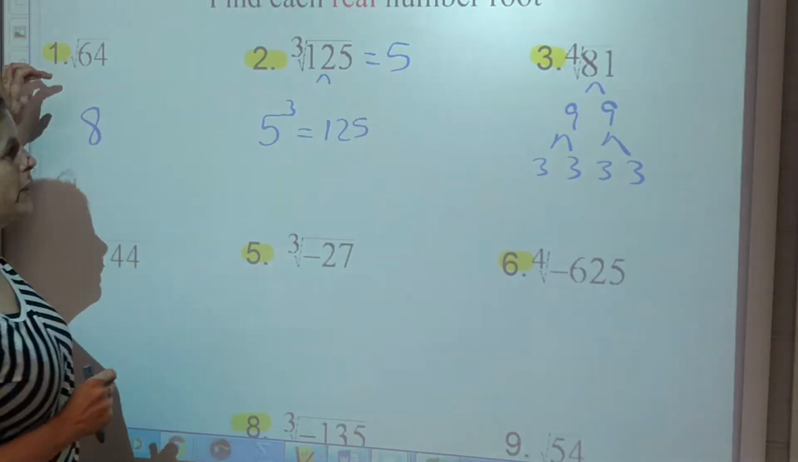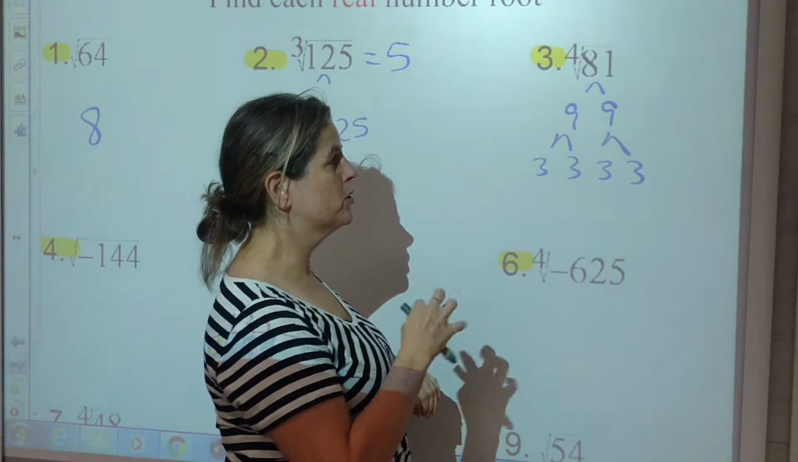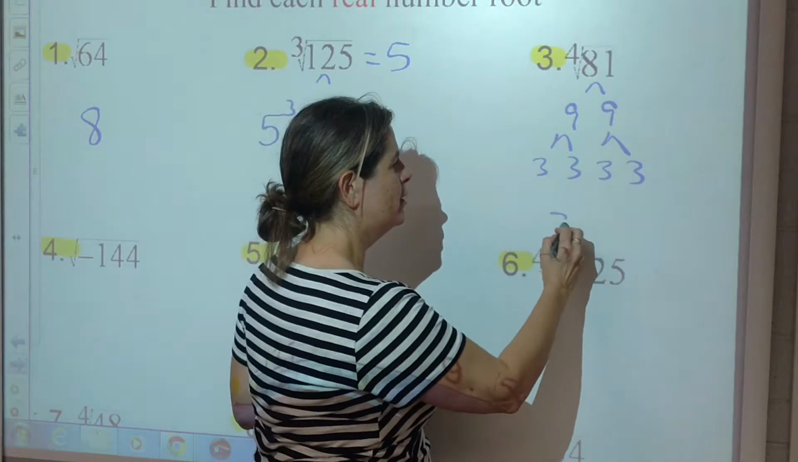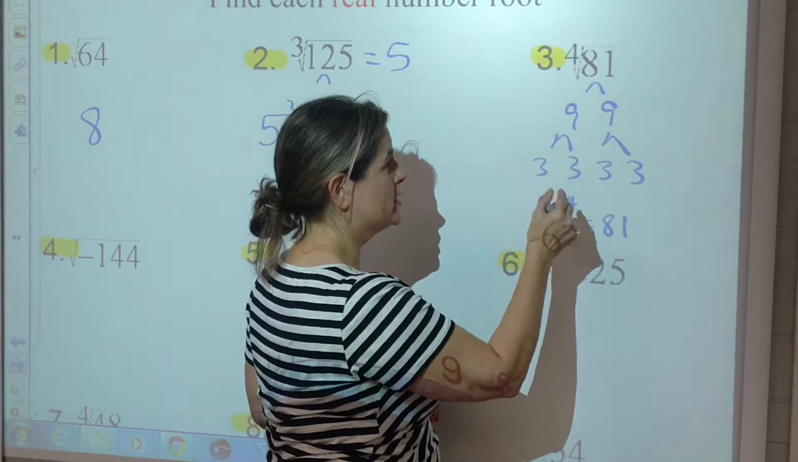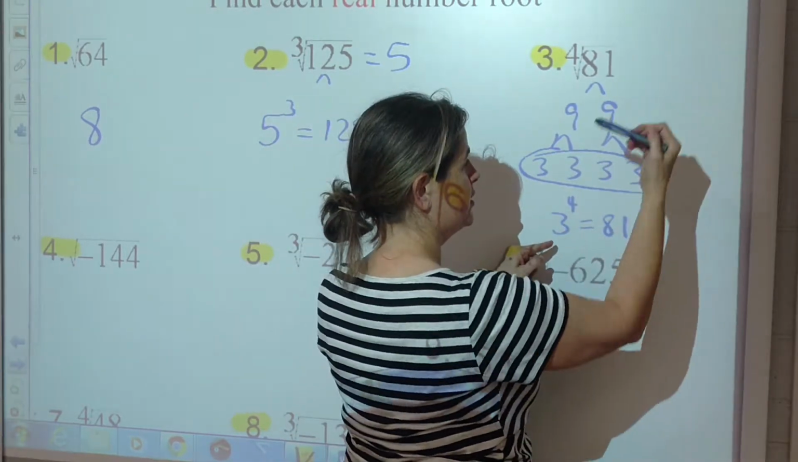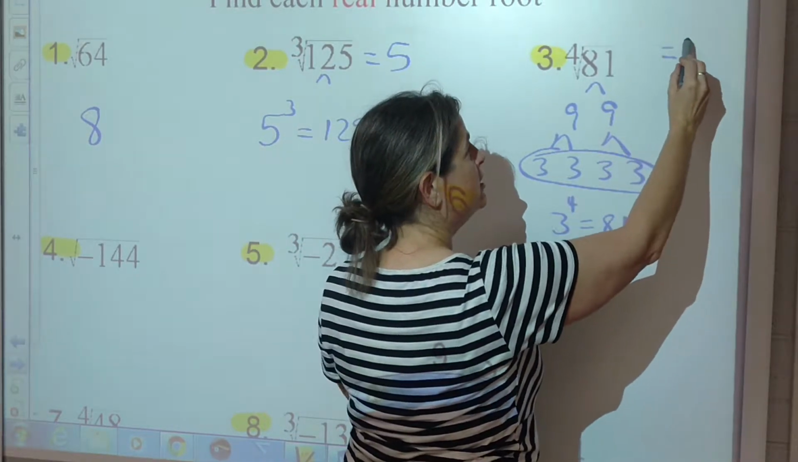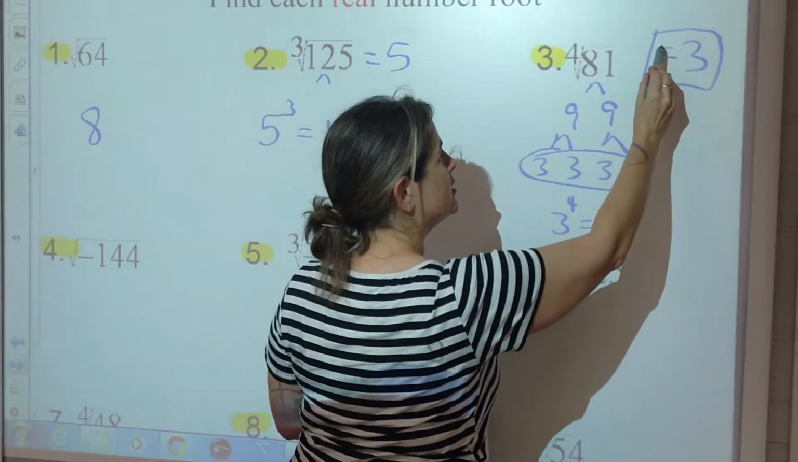Just like for square roots, we look for sets of 2. For fourth roots, we're looking for a set of 4, or what number to the 4th power equals 81, or sets of 4 of something. Well, there's a set of 3s, or 3 to the 4th equals 81. So the 4th root of 81 is 3. That's an equals, right?